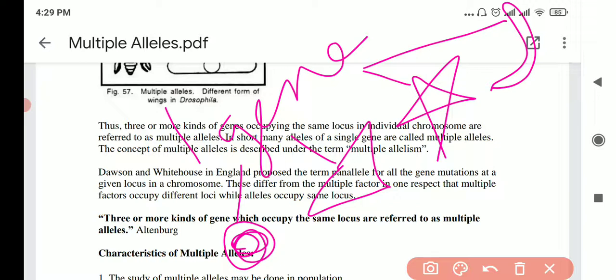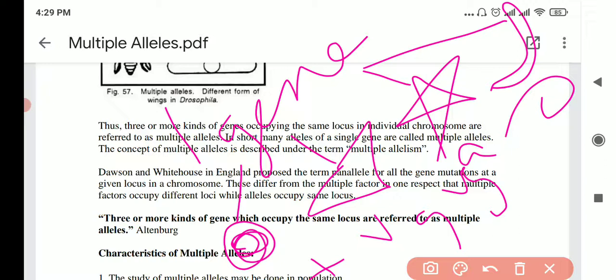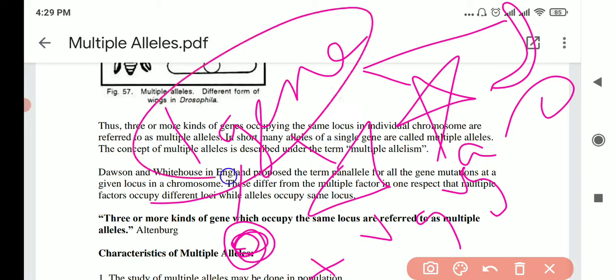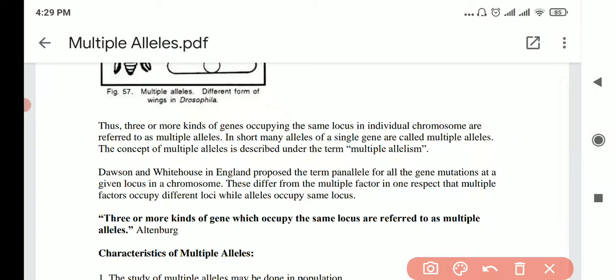One gene can appear in different forms. We saw plus, VG, VGA and blank. This is nothing but that only: one gene, the gene for wing shape, could express itself in different ways.